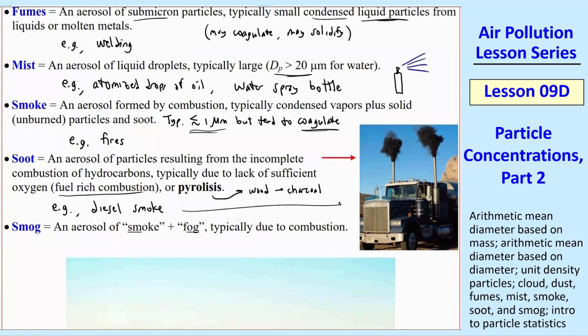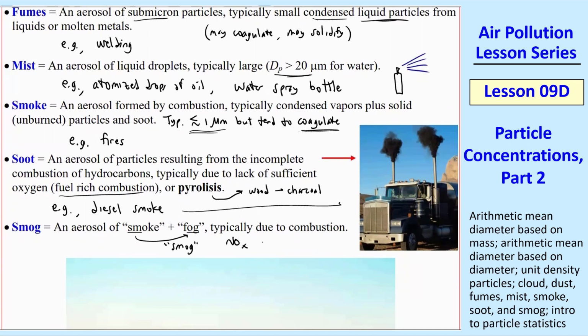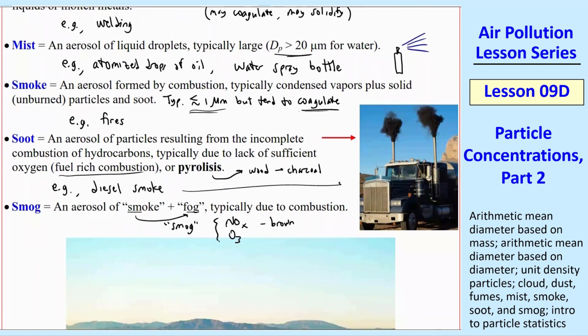Finally, smog is an aerosol of smoke and fog, so it's a clever combination of SM and OG to make smog. Didn't know if you know where that term came from. Typically due to combustion, it also typically has some NOx. That gives it its brownish color. And then it also usually has ozone, and these are all typically in smog. Smoke, fog, plus these gases.